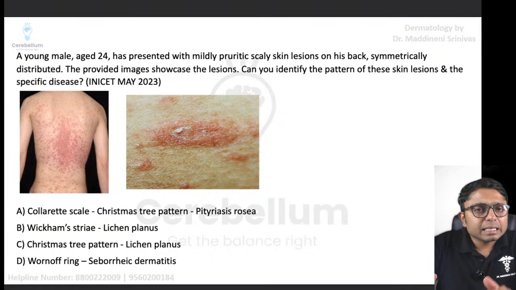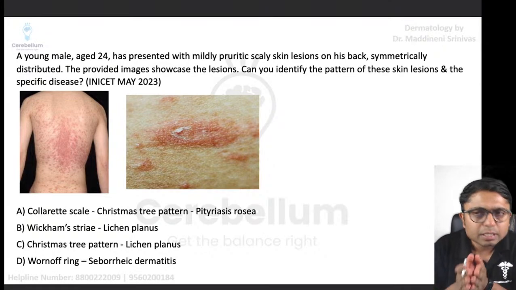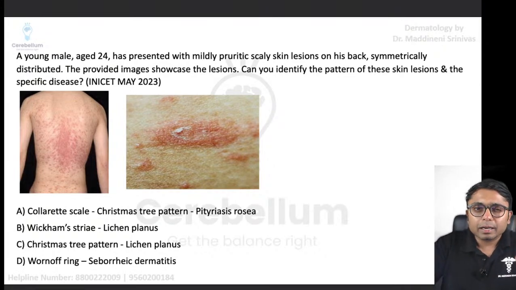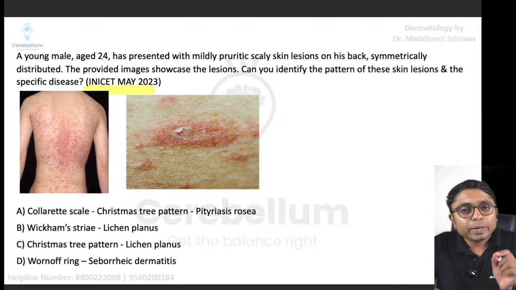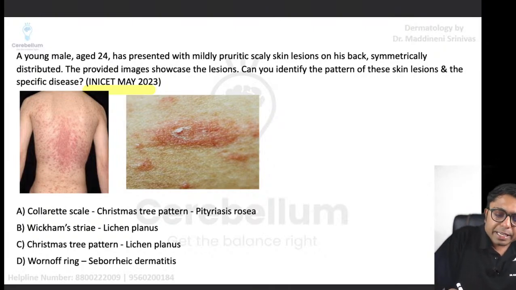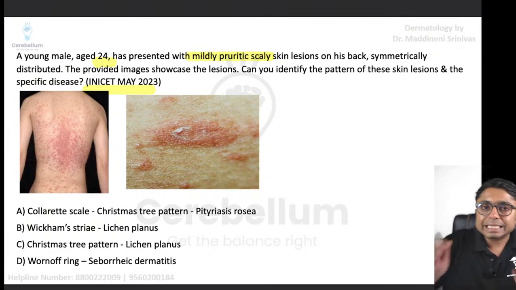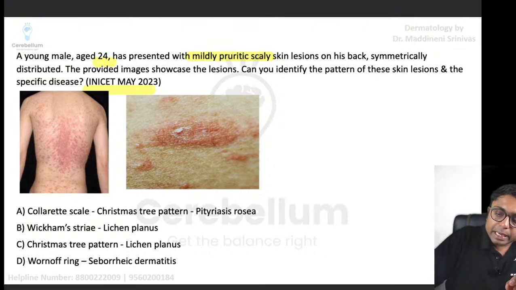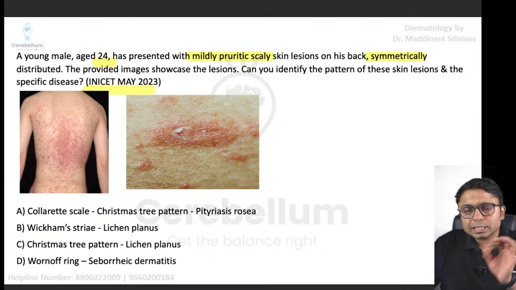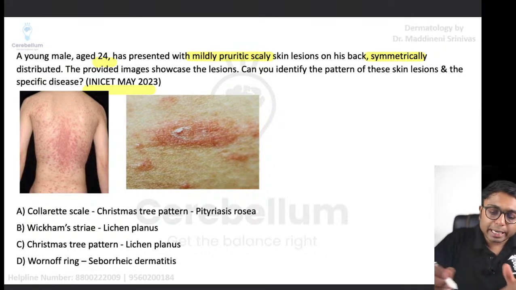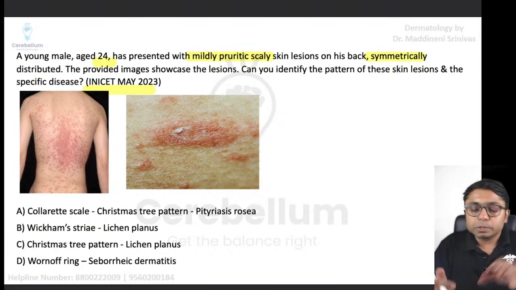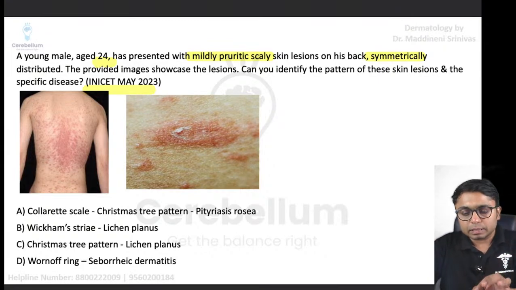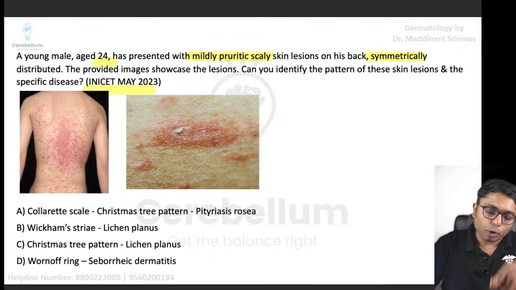And this is the next question. Some students are telling that the question pattern was a little bit different. This was actually an INICET May 2023 exam repeat question. A young male aged 24 presented with mildly pruritic scaly lesions in a symmetrical distribution. So you need to identify which option depicts this particular case scenario.